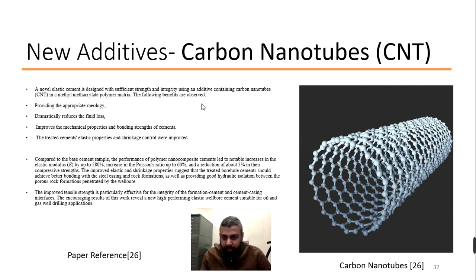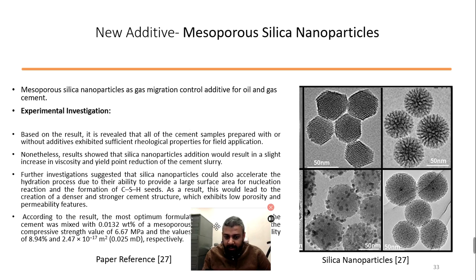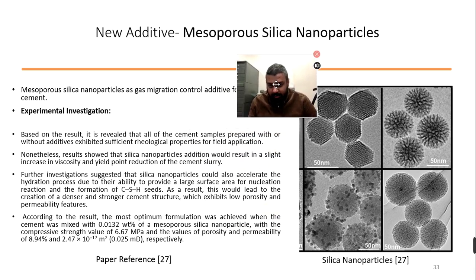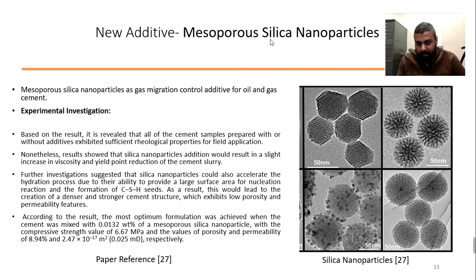You can look at this paper where they are talking about good hydraulic isolation between the porous rock formation penetrated by the wellbore. It also improves the tensile strength, and is very effective for the formation-cement and cement-casing cases. The other additive is silica nanoparticles. Before it was the carbon one, now they are talking about silica nanoparticles.